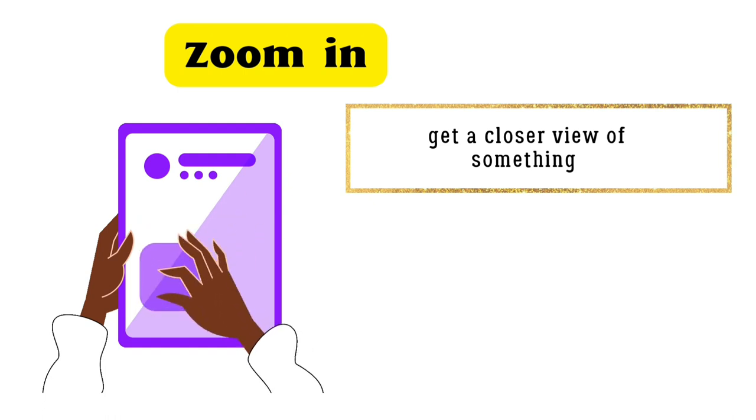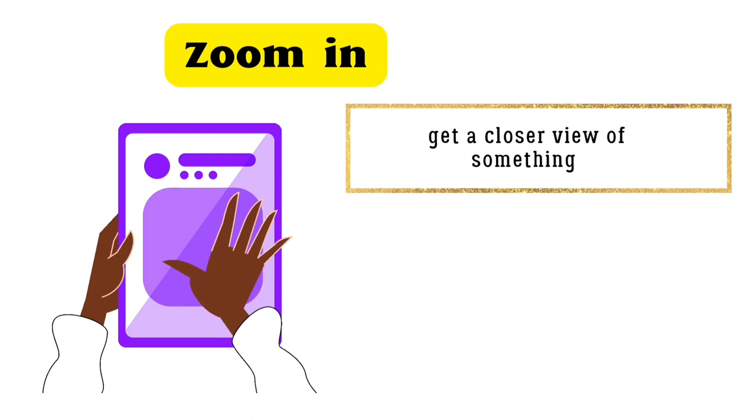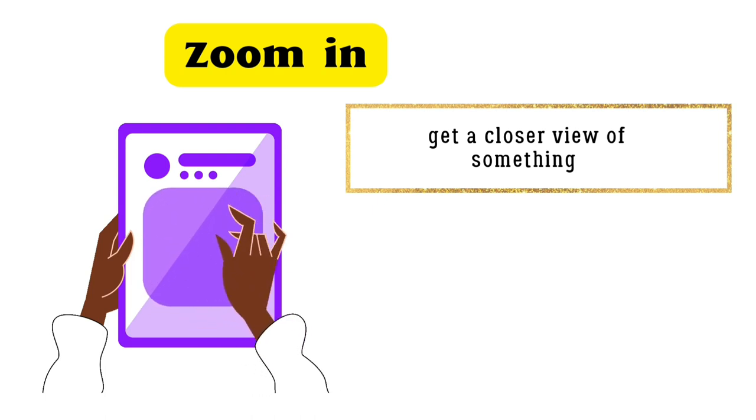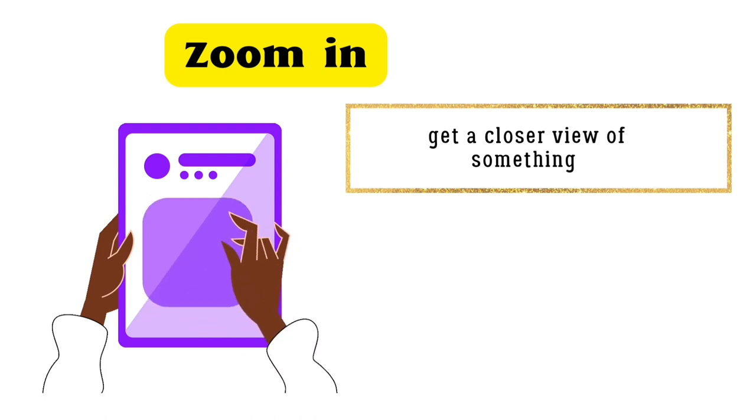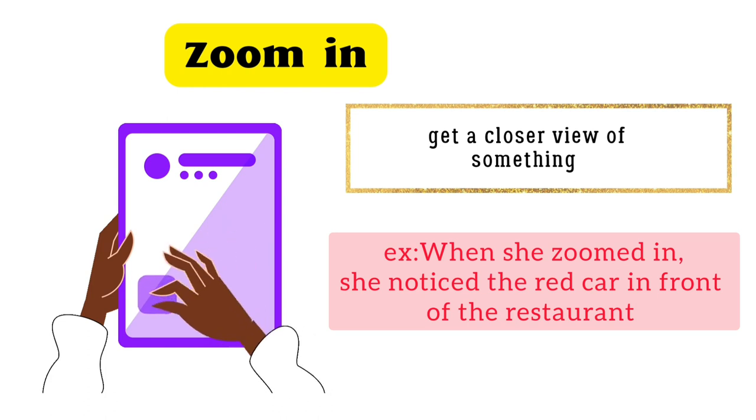Zoom in. Zoom in. It means to get a closer view of something. For example, when she zoomed in, she noticed the red car in front of the restaurant.